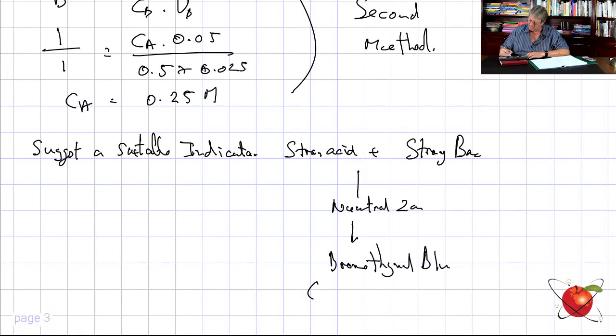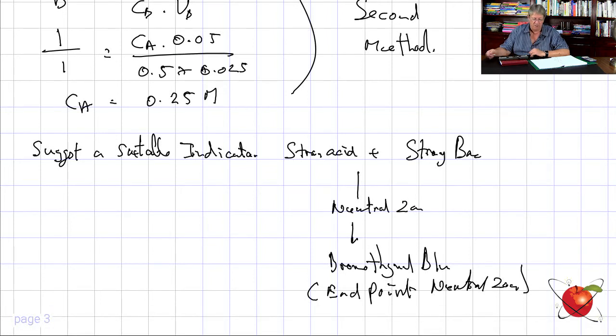Because I know that the end point is in the neutral zone. Okay, and what about the hydrolysis of the salt? Well, there won't be any, because it is going to be a strong acid, strong base. Therefore, my salt is not going to undergo hydrolysis. It's not going to give us an OH minus or an H plus going anywhere. It's not going to be acidic or otherwise.